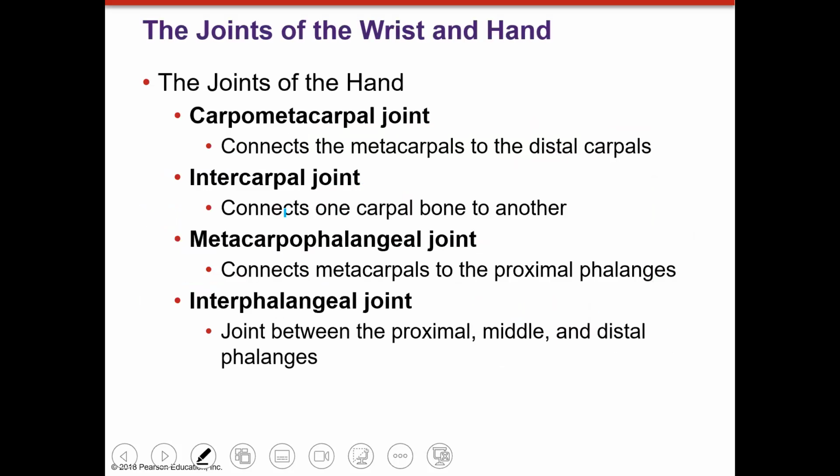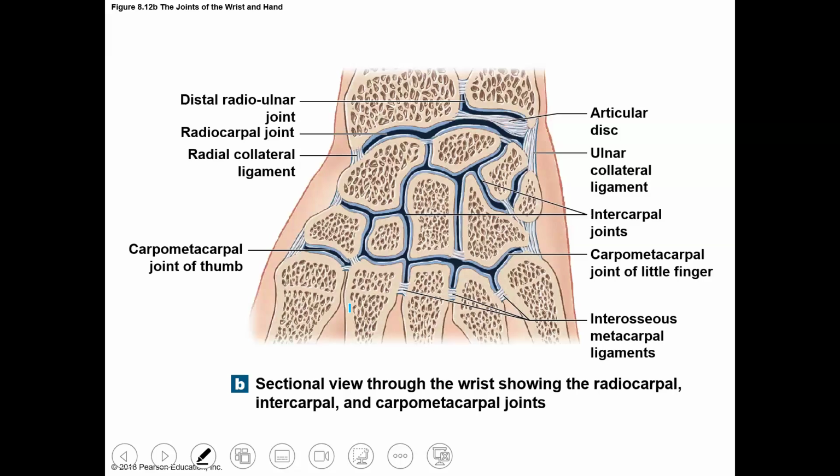Joints of the hand: our carpometacarpal, intercarpal, metacarpophalangeal, and interphalangeal joints, a lot of crazy words. Phalanges are just your fingers. Your carpals are those bones, the scaphoid, the lunate, the capitate, and so on and so forth, and your phalanges are your fingers. In between there are the metacarpals. So between your carpal bones and your fingers are going to be your metacarpals.